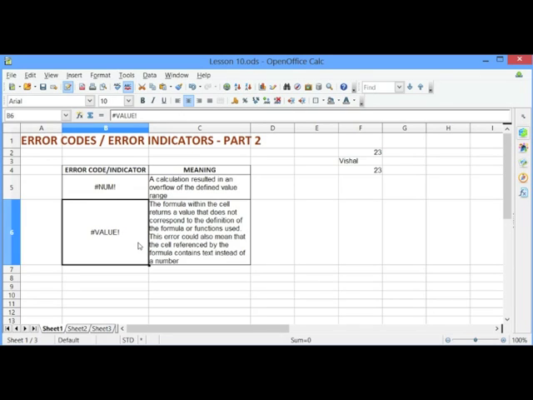This means that the formula within the cell returns a value that does not correspond to the definition of the formula or functions used. This error could also mean that the cell referenced by the formula contains text instead of a number. For example, if I go to cell F4 and I want to add cell F2 and F3, and I want to put the result in cell F4, so we'll say equal to cell F2 plus cell F3, and I press the Enter key, I will get a #VALUE error because I am trying to add a value, which is 23, to a string, which is Vishal.